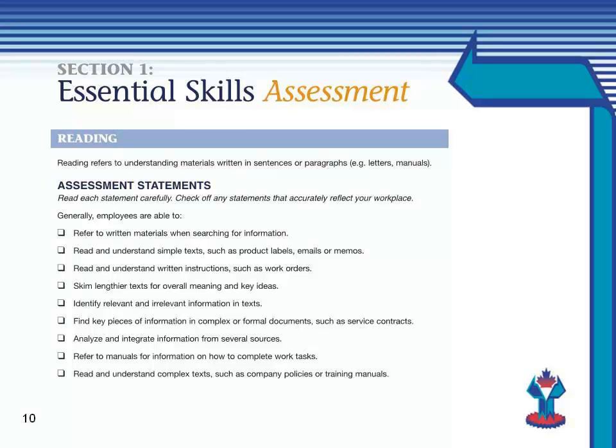To illustrate how to use the tool, let's look at the Essential Skills Assessment for Reading. You can see that there are lists of assessment statements related to a variety of reading tasks. On further inspection, you will notice that these tasks are listed in order of increasing difficulty. The purpose of this review is to identify the tasks employees are able to perform and those they are unable to perform. When required tasks cannot be performed, you have identified a training opportunity.